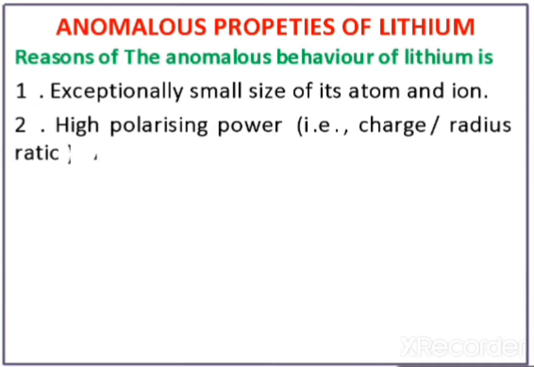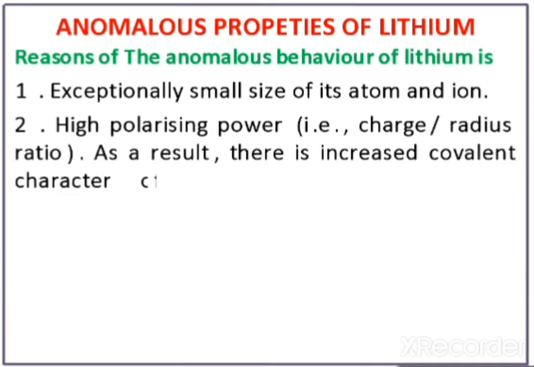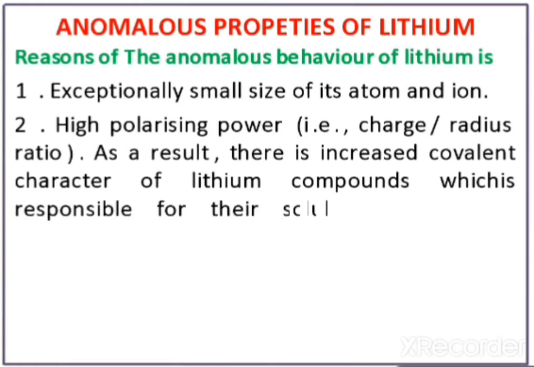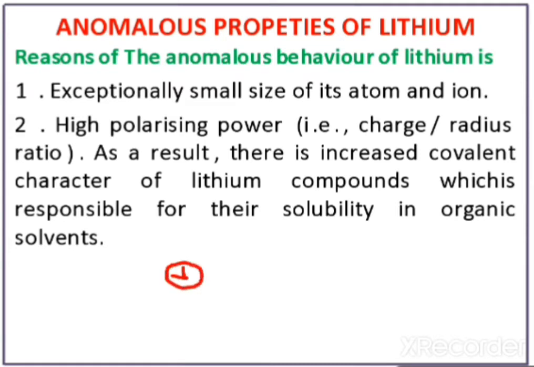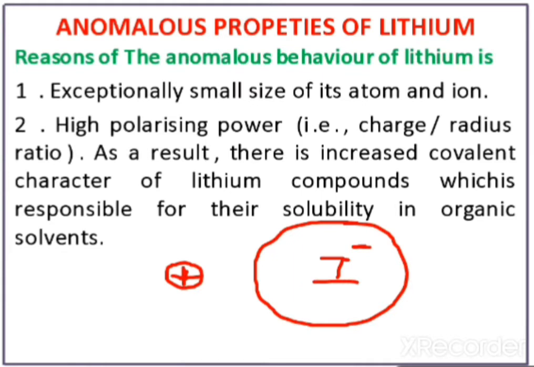High polarizing power. What is high polarizing power? You see the size of lithium. This is the size of lithium, very small. Polarizing power means, if there is a bigger ion, for example iodide, in iodide there are a total of how many electrons? The electron cloud of this ion is spherical.